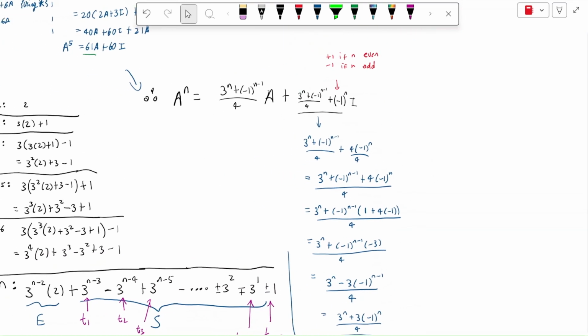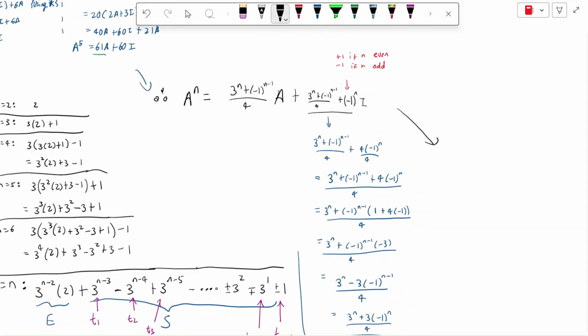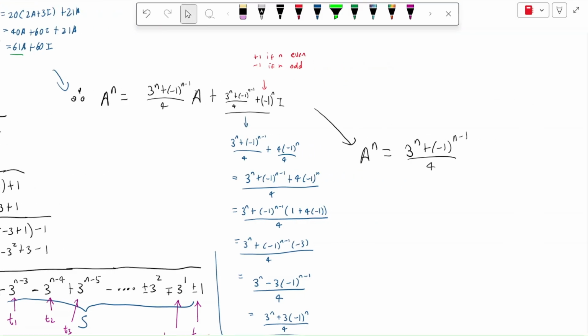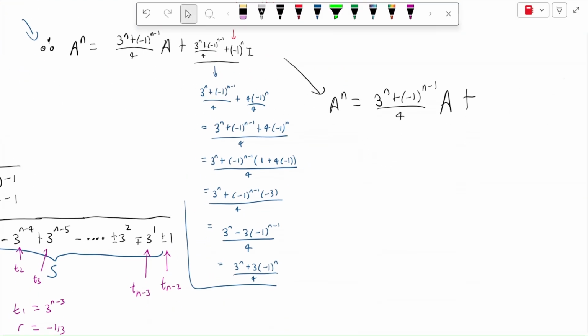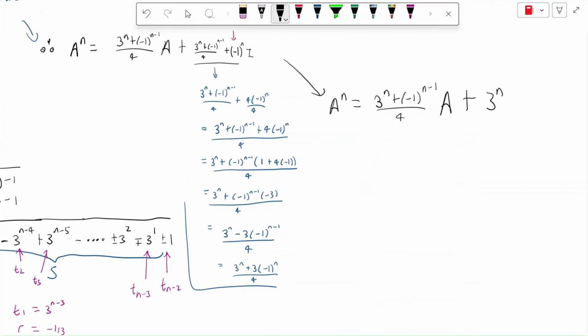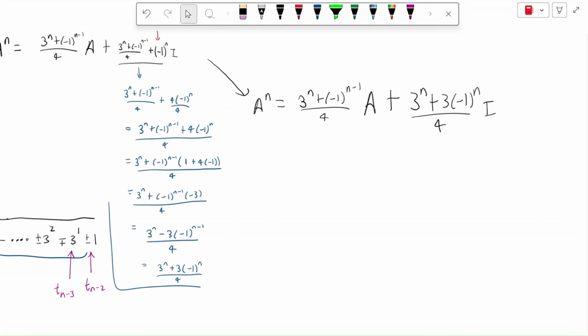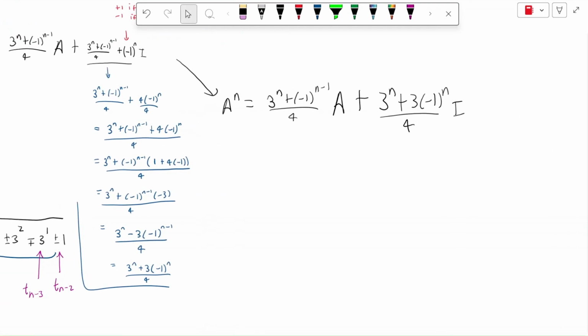So the final conjecture, and you can see why I said this is a tricky conjecture. So this is (3^n + (-1)^(n-1))/4 times A plus (3^n + 3(-1)^n)/4 times I. Okay, I'd encourage you to pause the video and try and prove that conjecture using induction.